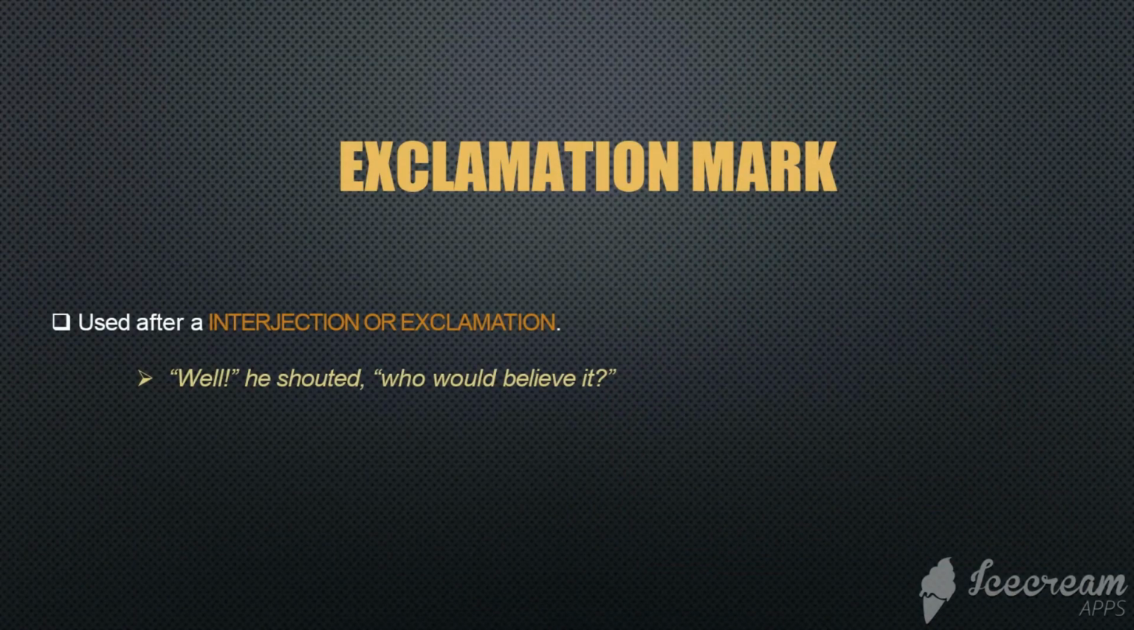Now, exclamatory mark or the mark of exclamation. Exclamation mark is used after an interjection or exclamation. Interjection, as we know, is a word that shows sudden emotion. An exclamatory sentence is a sentence in which we express emotions by using interjections. For example, when he shouted, "Well! Who would believe it?" So, well is the response of a sudden emotion. So this is why we have used the exclamation mark after well.